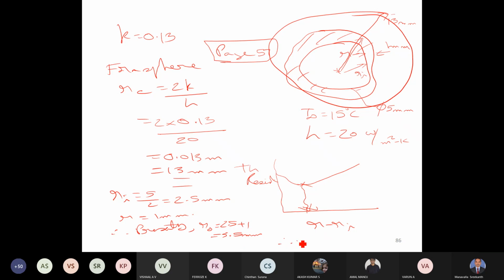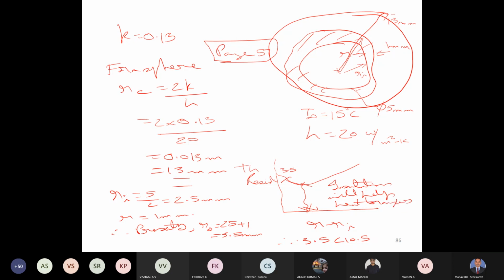Therefore, the current radius 3.5 is less than 10.5. Therefore, we are on the left side. So this is 10.5, and this is our 3.5. So we are on the left hand side of this point. That means adding insulation will actually improve the heat transfer. Therefore, insulation will help heat transfer. That should be the answer.